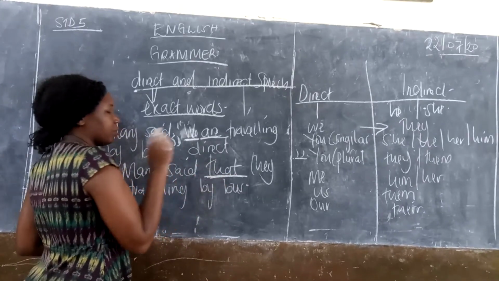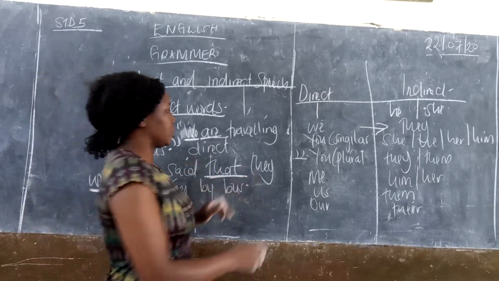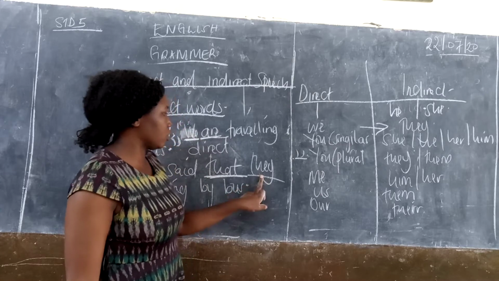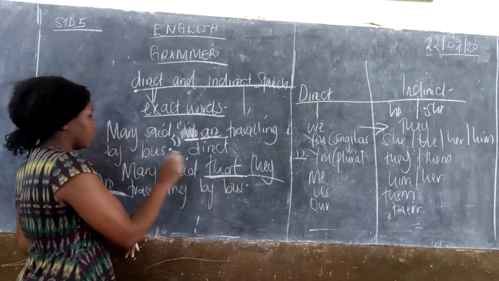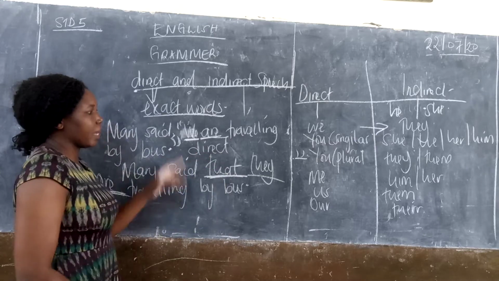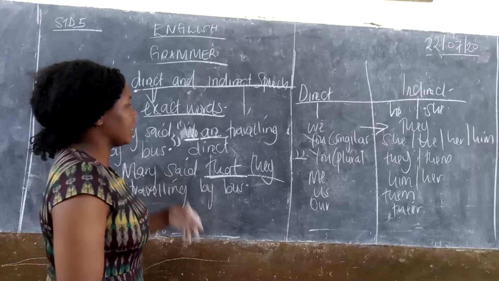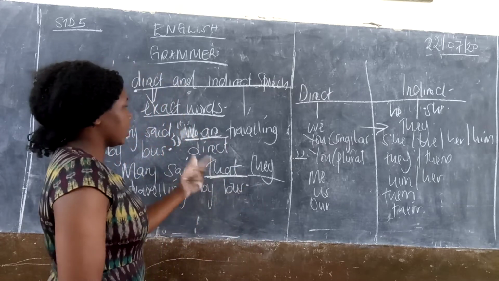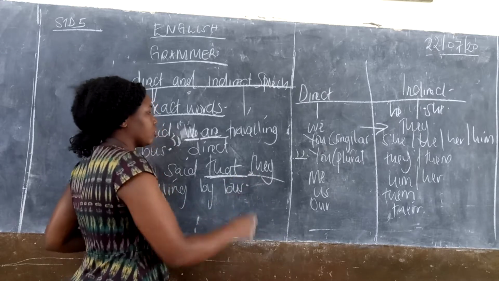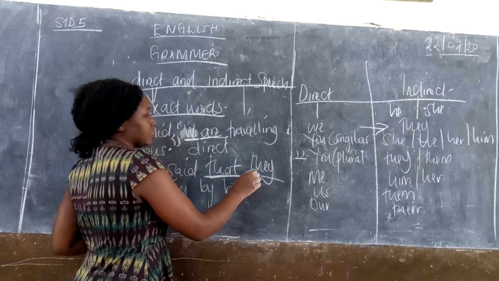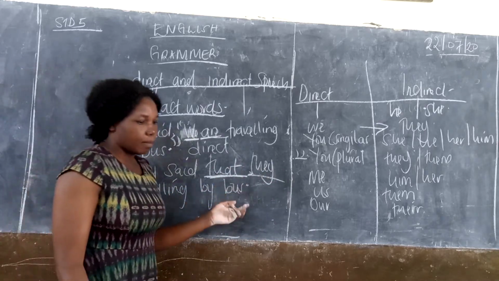Mary said that. Immediately after saying, you put that. That is when now we start changing the words. But remember, don't forget this, that. Mary said that. Remember, grandfather said that, in our first example. Before you start explaining your words, you have to put that. That is when you start changing. They were traveling by bus.